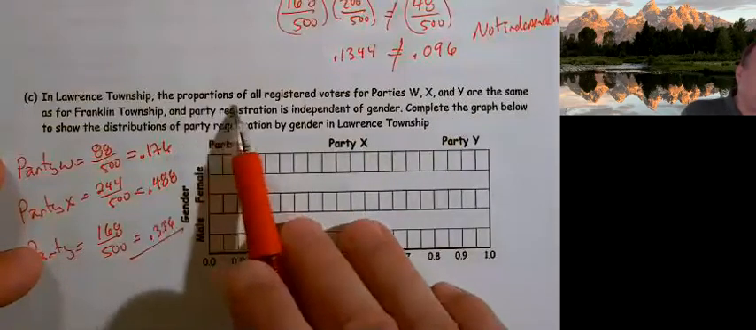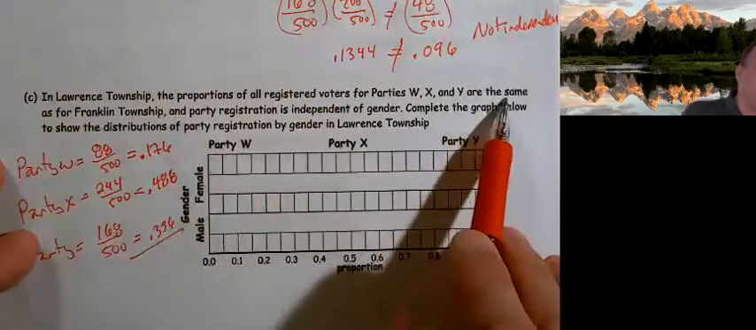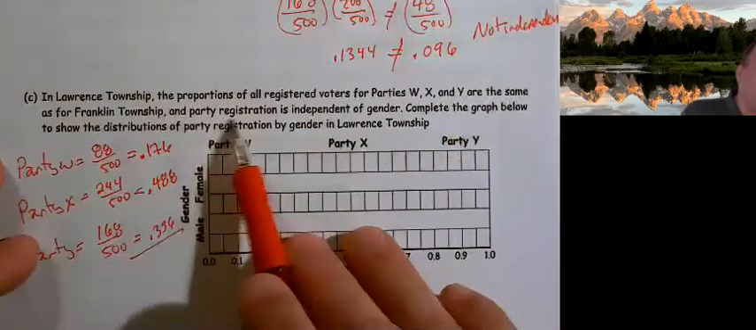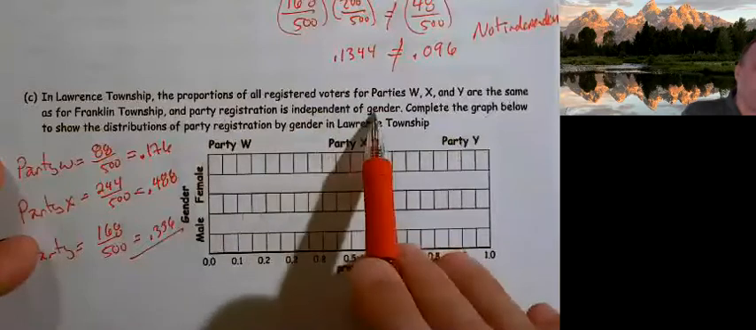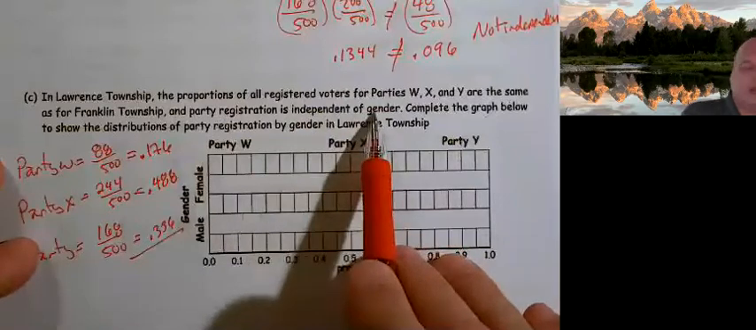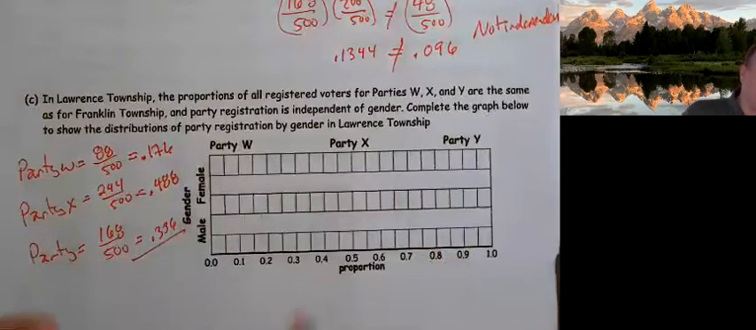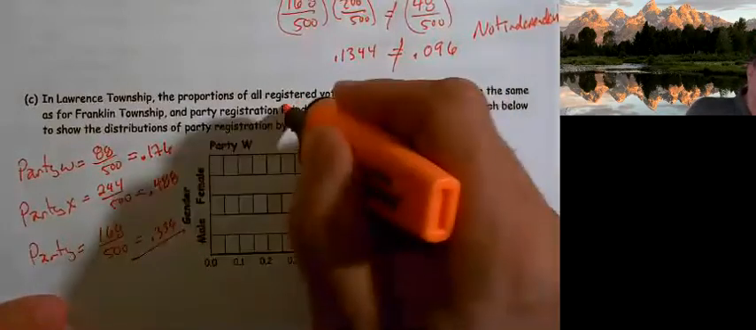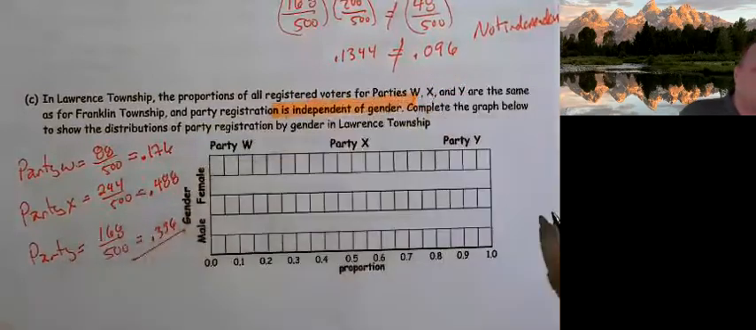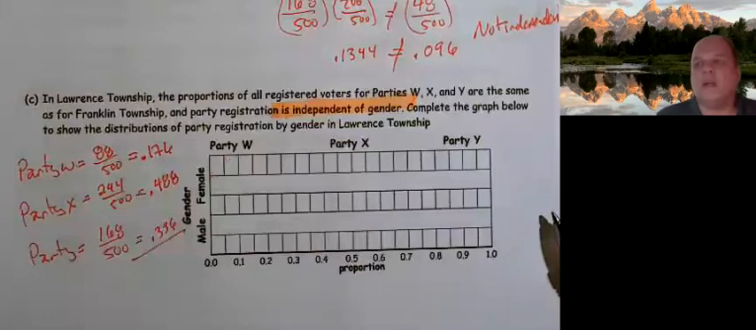In Lawrence Township, the proportion of all registered voters, so W, X, and Y, are the same as Franklin. And party registration is independent of gender. All right, so complete the graph below to show the distribution of party registration by gender in Lawrence Township. Well, they tell me they're independent. If they're independent, they're proportional. And consequently, my segmented graph should be the same for all.